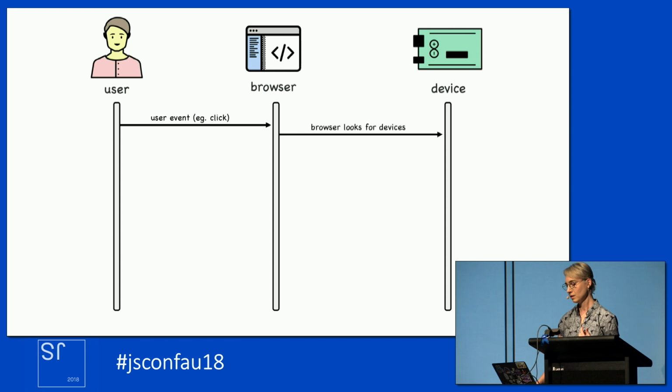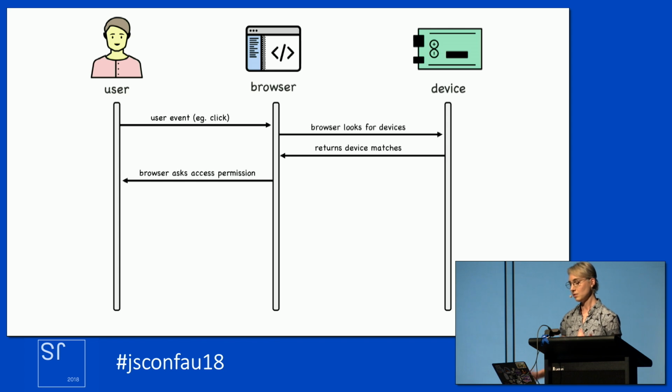From there we can actually access the USB API. So the browser will then actually look for devices, and you can give it a filter so that you're only really looking for one particular device. Once it's found a list of device matches based on your filter, it will return that to the browser, and then the browser will pop up that modal that we saw asking the user for that additional permission to actually get started.